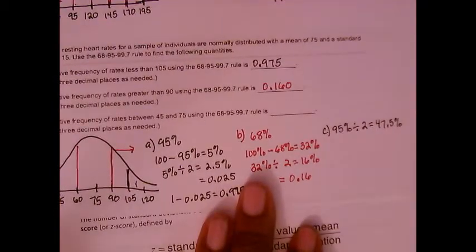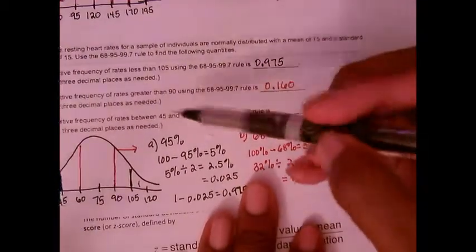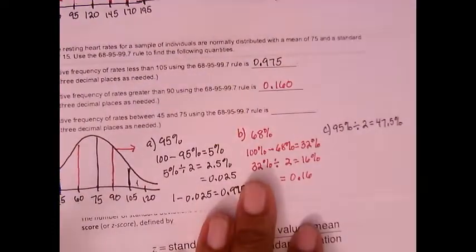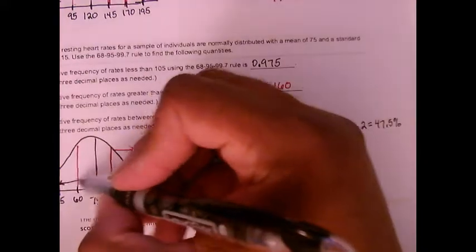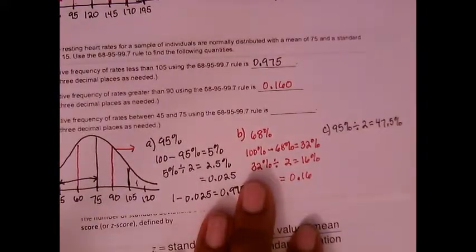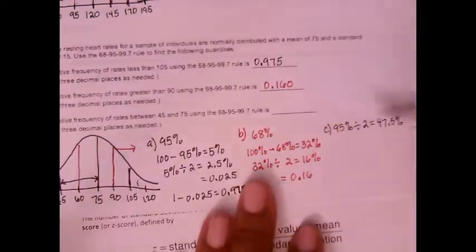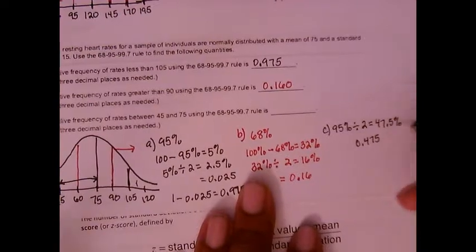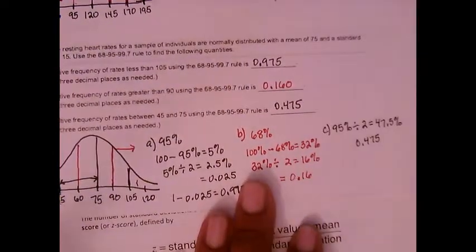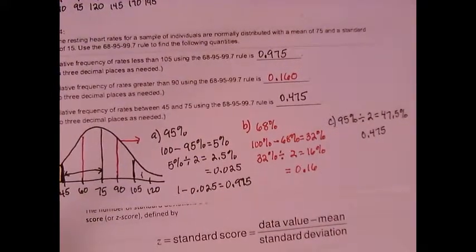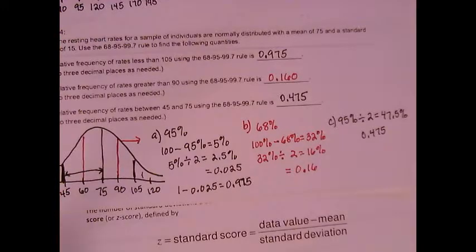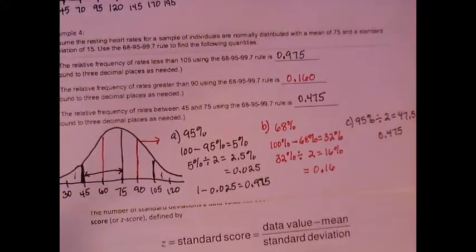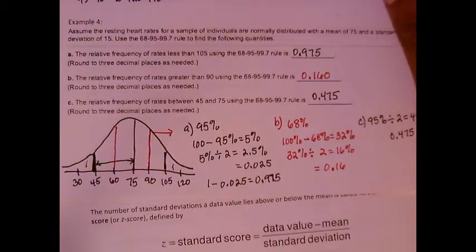Now I know something else here. 75 is the mean, right here. So I'm finding the area between 45 and 75, and that represents the 47.5%, or 0.475. Because of course 75 is the mean, so there are no standard deviations above or below the mean. So that's how we find the relative frequency as a decimal.